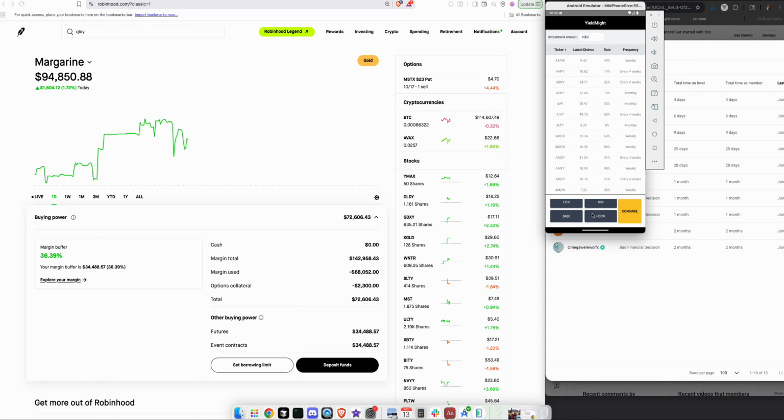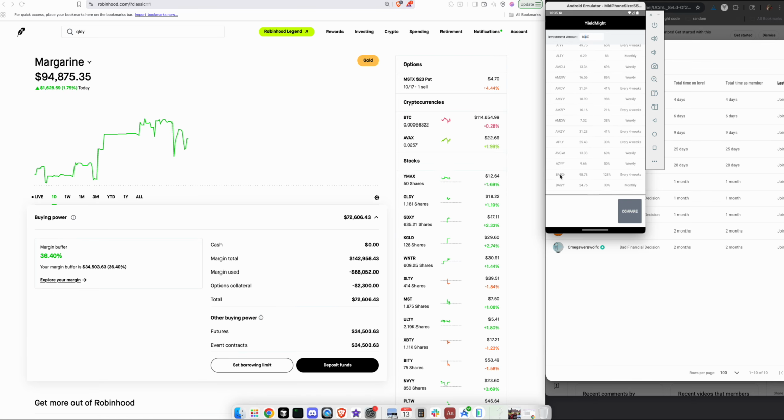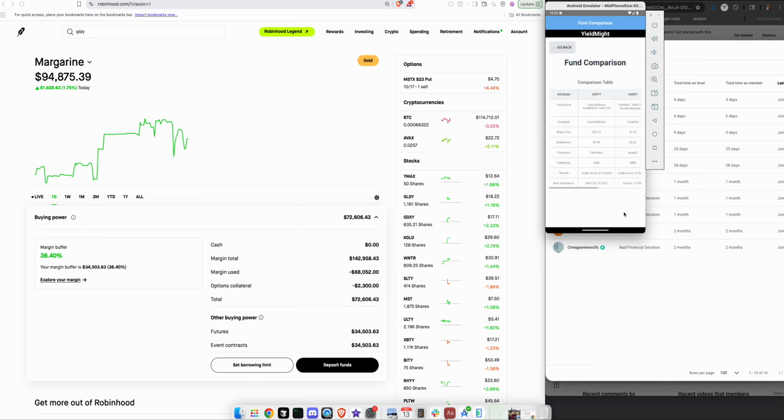And then you can click on these things and say, like, I want to compare AMYY to AMD to AMDW to AMDU. And you click compare, and it has the company, the share price, the actual distribution per share, the frequency, the underlying themes, and the next declaration date. And this can scroll left and right so you can compare them side by side.